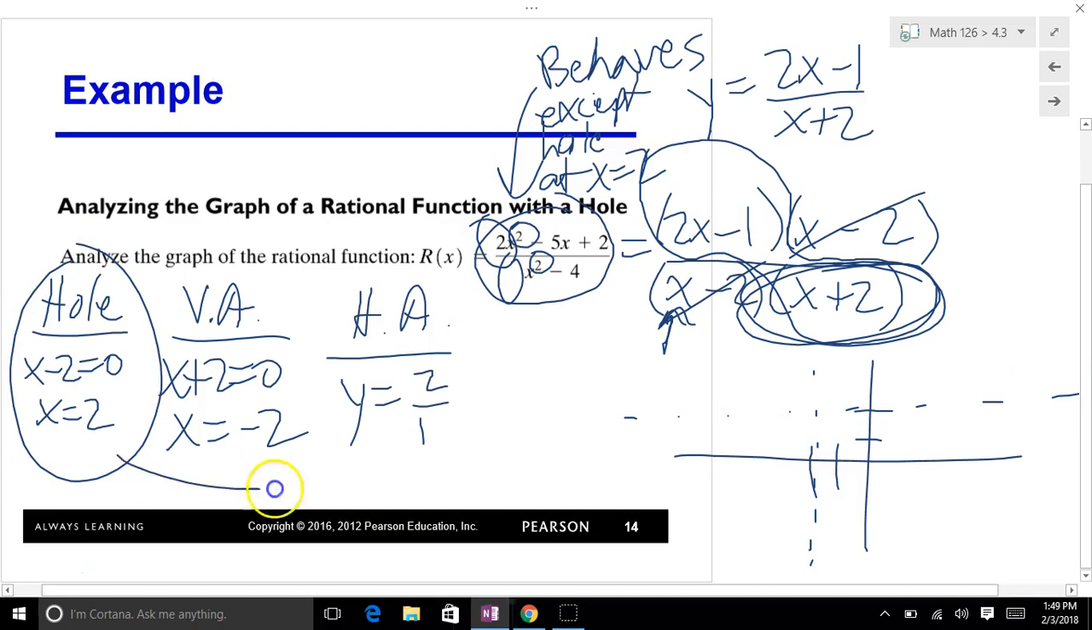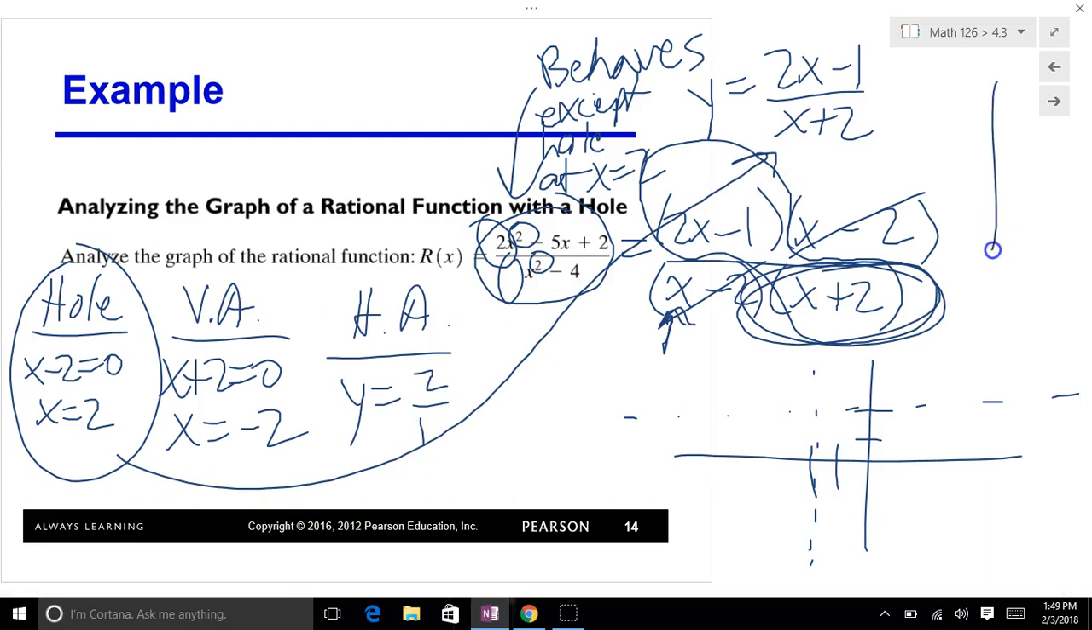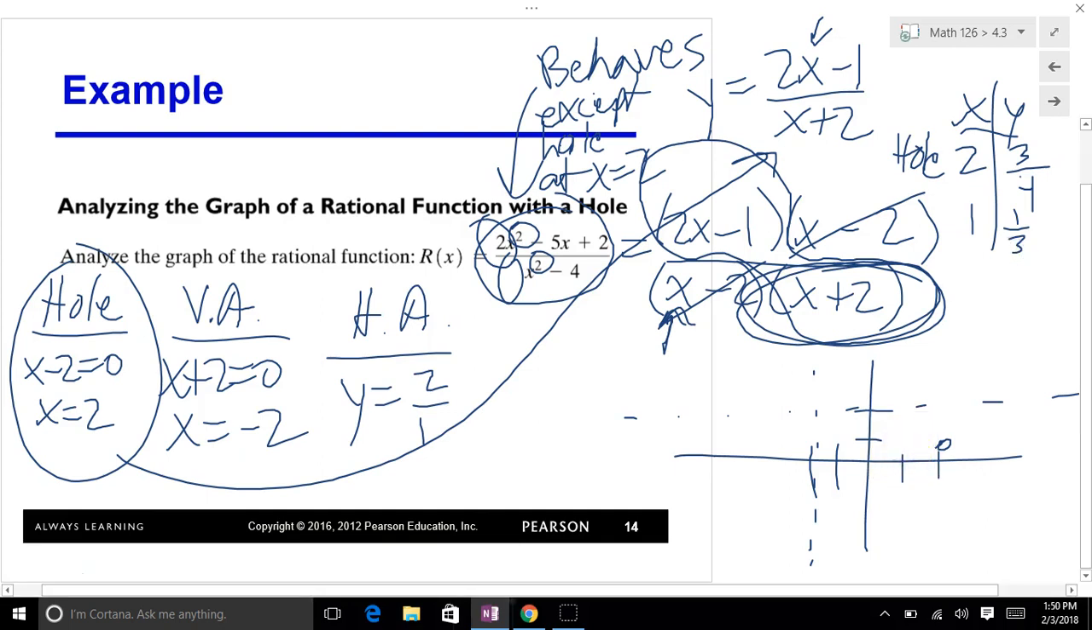So what you do is you plug it into the simplified, different function, and you can find out where the hole is. So when x is 2, I plug the 2 in here. So 2 times 2, 4, 4 minus 1, 3 on the top, over 2 plus 2 on the bottom, 4. So at x equals 2, I'm 3/4 of the way up. That's where my hole is, right there. Okay, and then I could just plug in other points, like plug 1 in. I got 2 times 1, 2 minus 1, 1 over 3, 1/3. 1 comma 1/3. And 0, -1/2.